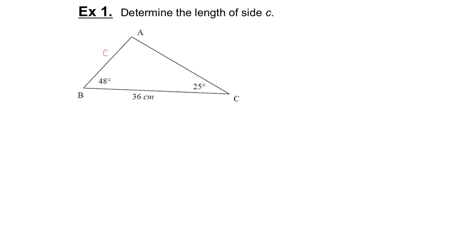I also want to remind you that if you know two angles inside the triangle, you automatically know the third one. Every single triangle follows this law: the three angles inside the triangle add up to 180 degrees. So if you know this angle's 48 degrees and this angle's 25 degrees, this angle has to make up the difference to get up to 180 degrees. So in this case, angle A has to be 107 degrees in order for all three angles to add to 180.